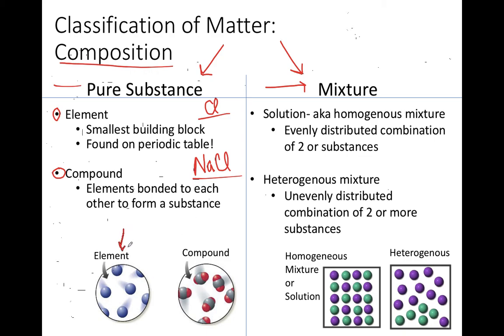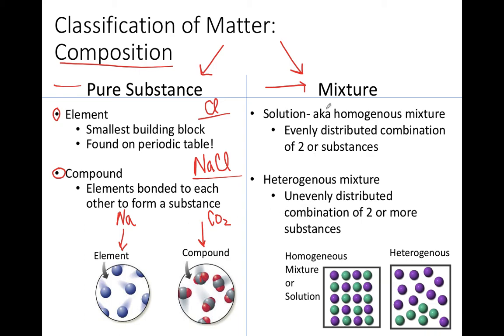In this drawing, notice I have an element, only one type of element is present there. Maybe this is something like Na. And then I have a compound, this one specifically carbon dioxide, or CO2. Here I have carbon in the middle and then two oxygens on either side. These are all examples of pure substances because they're isolated by themselves.